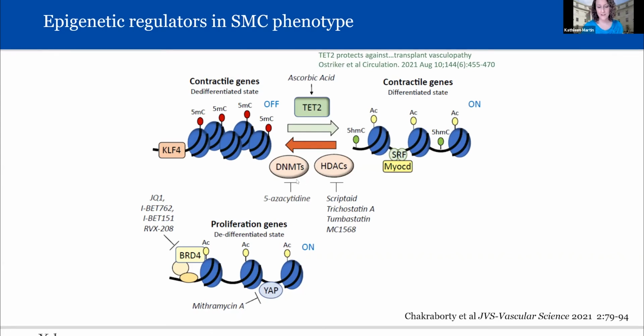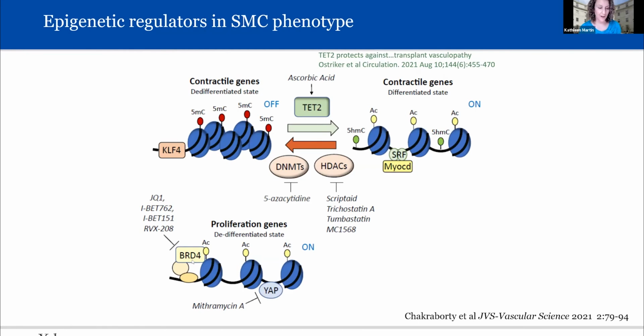Now, other kinds of epigenetic regulators, DNA methyltransferases and histone deacetylases, have been associated with the dedifferentiated phenotype. These repress contractile genes in smooth muscle cells, and inhibitors of DNMTs or HDACs have been shown to inhibit intimal hyperplasia in mouse models. Now, there's a third type of epigenetic regulator called bromodomain proteins.